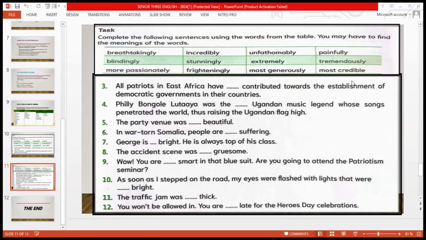The accident was extremely gruesome. The accident scene was extremely. You know, we have already used extremely. I want you to pick another adverb of degree. Okay, threateningly. Yes, thank you. That's correct. The accident scene was frighteningly gruesome.